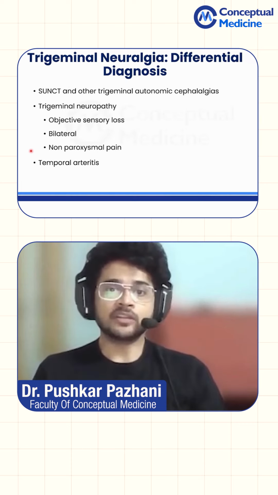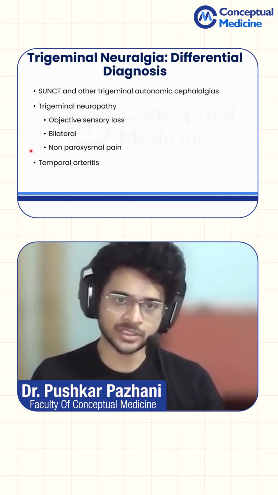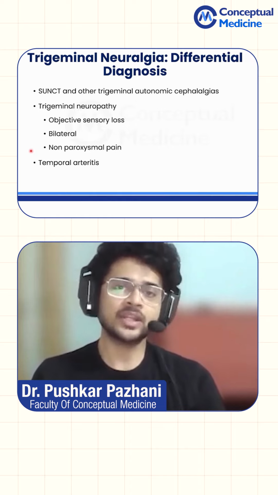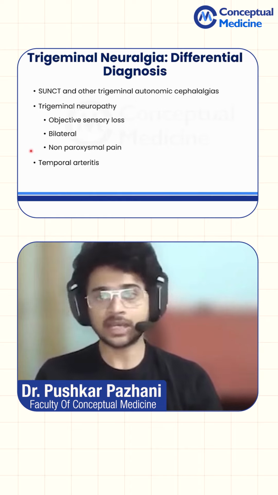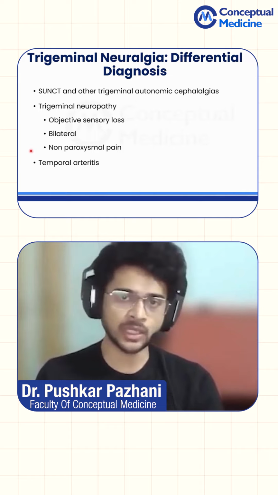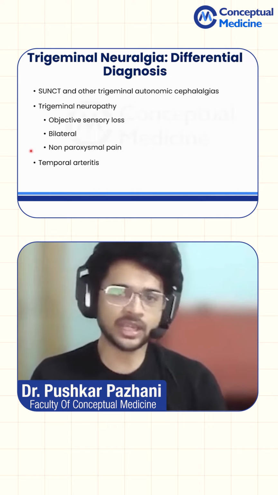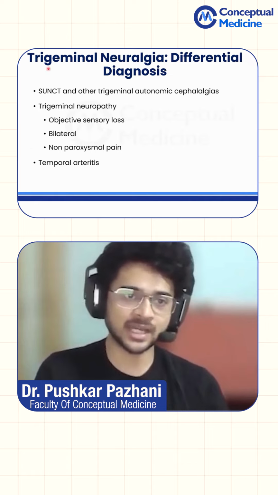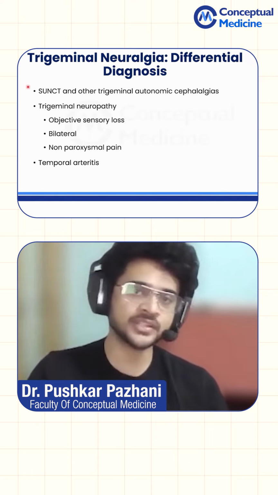So what is the important differential diagnosis of a trigeminal neuralgia? Number one is a trigeminal autonomic cephalalgia. So trigeminal autonomic cephalalgia, like a cluster headache or a SUNCT or a SUNA, can present with severe craniofacial pain. And actually, if you take trigeminal autonomic cephalalgias like SUNCT, they can even have cutaneous triggers.